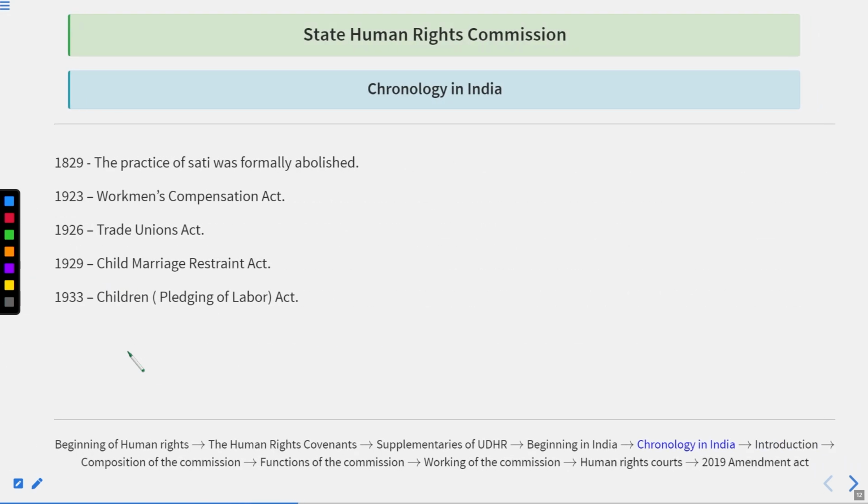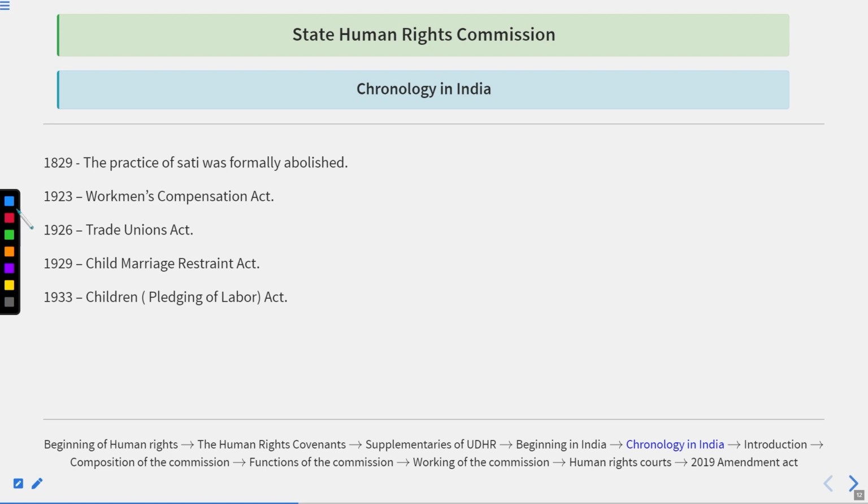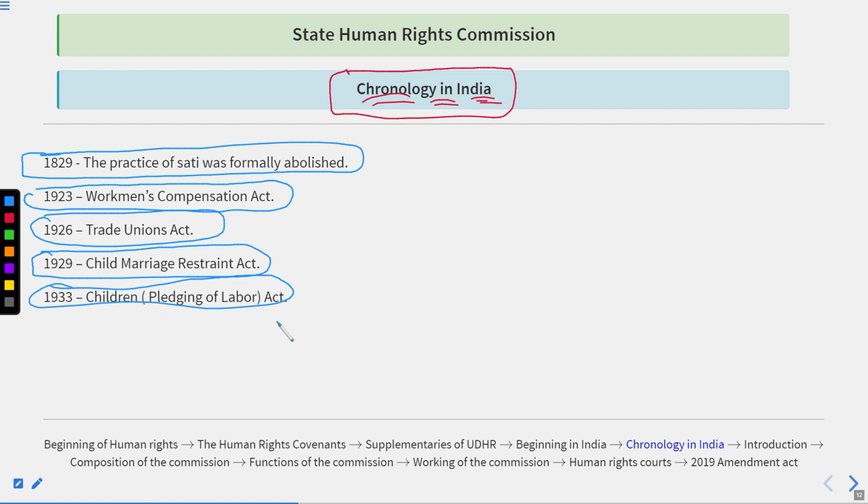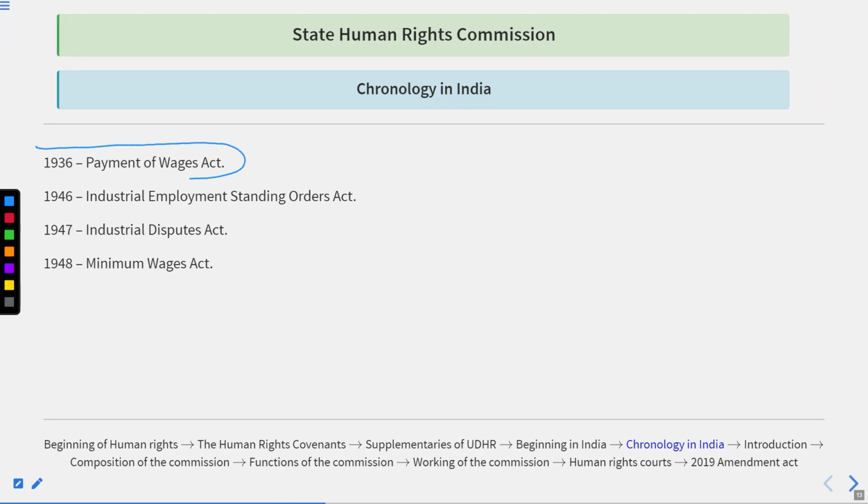Okay. After this, we discussed the chronology in India, and we found that even before the starting of the concept of human rights in the world, we had the system in our country. Like in 1829, the practice of sati was formally abolished. Workmen's Compensation Act, 1926; the Trade Unions Act, 1929; the Child Marriage Restraint Act, 1933; the Children Pledging of Labor Act, 1936; Payment of Wages Act, 1946; Industrial Employment Standing Orders Act, 1947; the Industrial Dispute Act, 1948; Minimum Wages Act.